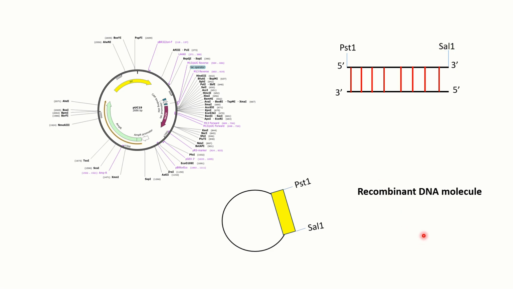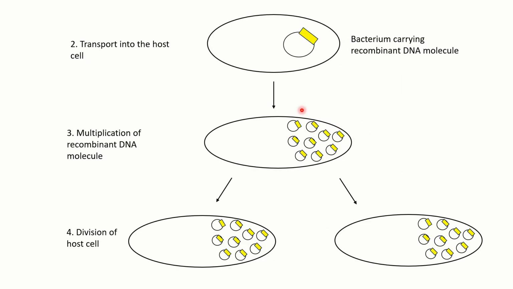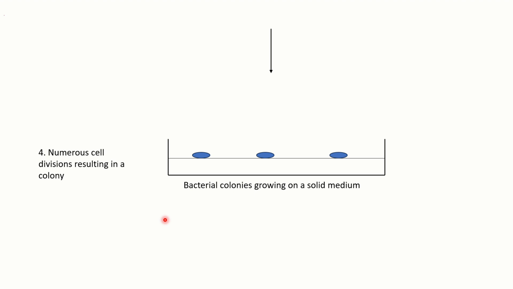Once the recombinant DNA molecule is synthesized, we need to transfer it into a host cell by the transformation process. Once this recombinant DNA is transported within the host cell, multiplication of the recombinant DNA molecule will occur, and then division of the host cell will occur. Then we need to plate the cells over the agar plate, and numerous cell divisions result in a colony.